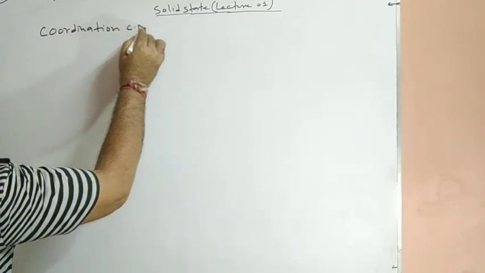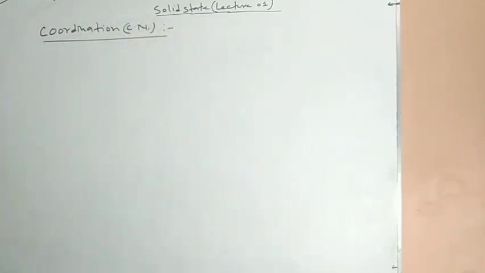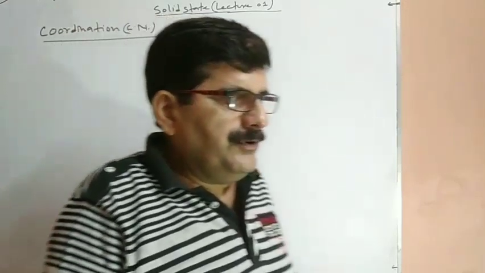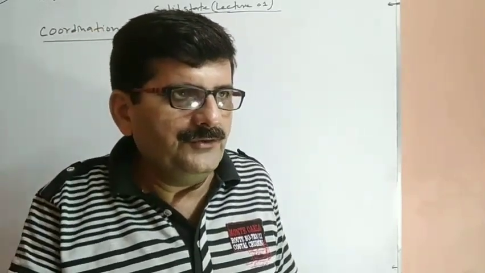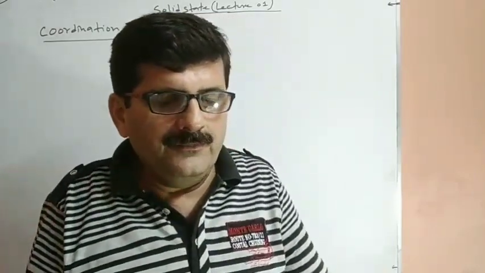In short form, the coordination number is written as Cn. Coordination number tells us how many atoms are directly linked with one atom in a crystalline substance.